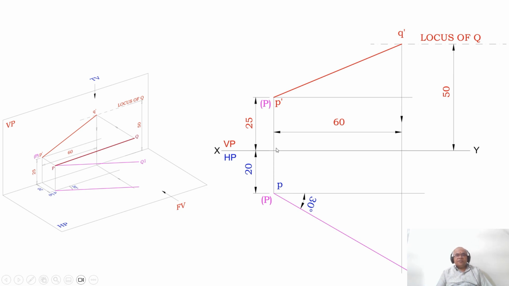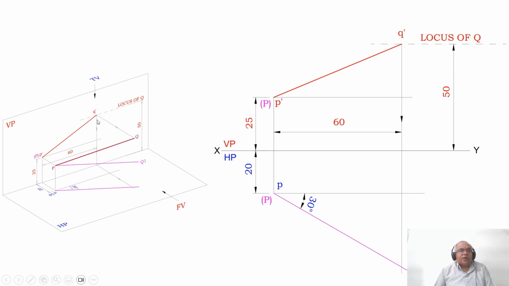So from the XY line you measure 25 mm and draw a horizontal line, and similarly from the XY line you measure 20 mm and draw a horizontal line. Take any point on this horizontal line and draw a vertical projector such that it cuts the horizontal line in the top view also. Then you mark this point as P dash and capital P here, and you mark this point as small p and capital P here. Then, when you look from the front view, I can see the distance above HP, that is this distance we are talking about.